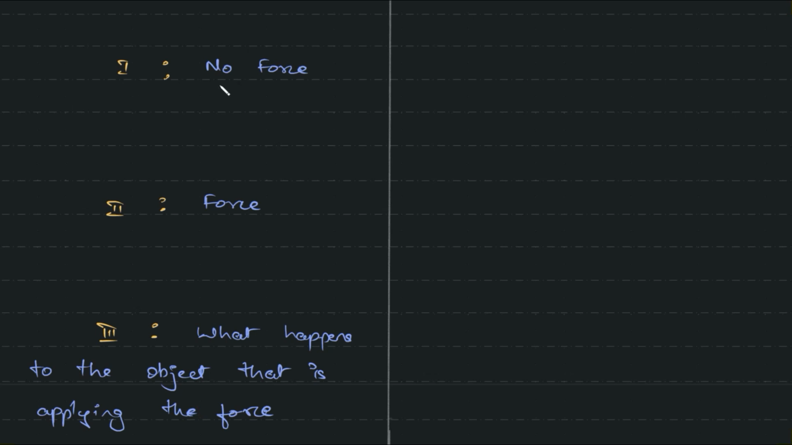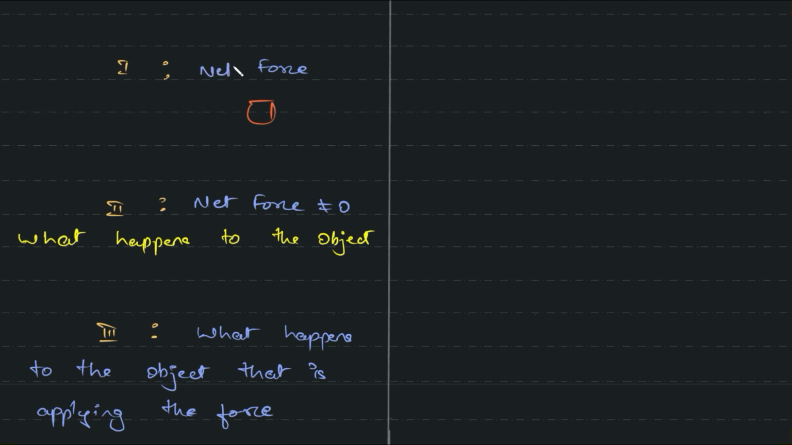So first law is to do with when there is no force, how does an object behave? Second thing is talking about when a force is applied, how does an object behave? Basically, this is a net force, positive net force. Net force is non-zero. So the question is, what happens to the object? Here, more than net force, no force, I should call it as when the net force is 0. Same thing, what happens to the object?